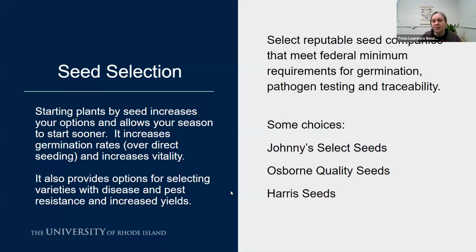We recommend that you select your seeds from reputable seed companies that meet federal minimum requirements for germination rates, pathogen testing, and traceability. We here use a variety of sources. The top 3 are from Johnny's Selected Seeds, Osborne Quality Seeds, and Harris Seeds.